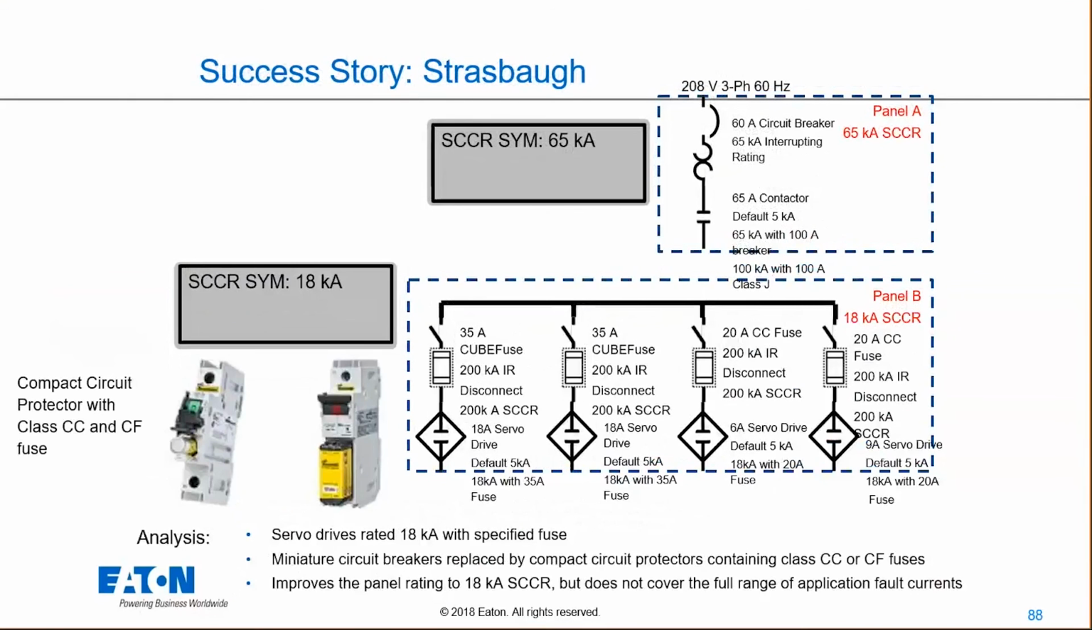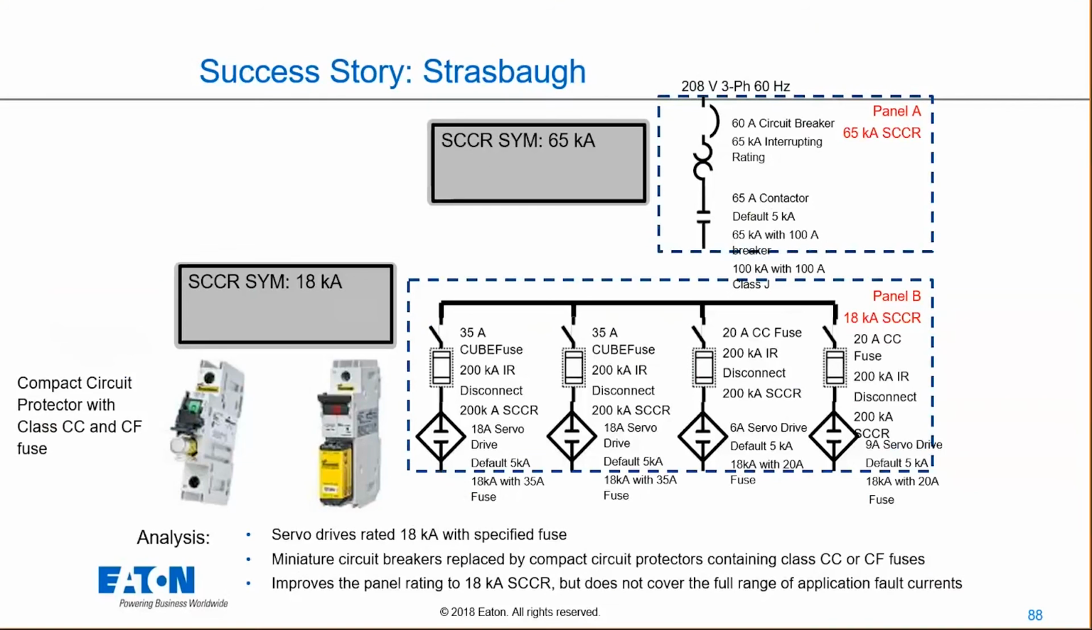What they did, and what we helped them do, is basically say, all right, if you want to take it up a little bit, we can look at those drives, and those drives with a 35 amp fuse can get an 18 kA rating automatically. Just by switching out those miniature circuit breakers with our compact circuit protectors with some Class CC fuses or some Class J fuses, or Class CF, sorry, we can help get those ratings up to 18,000 amps.